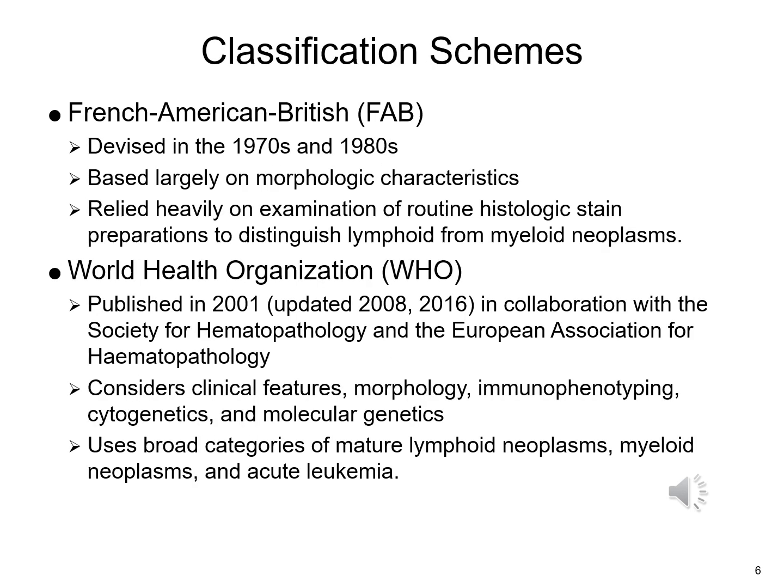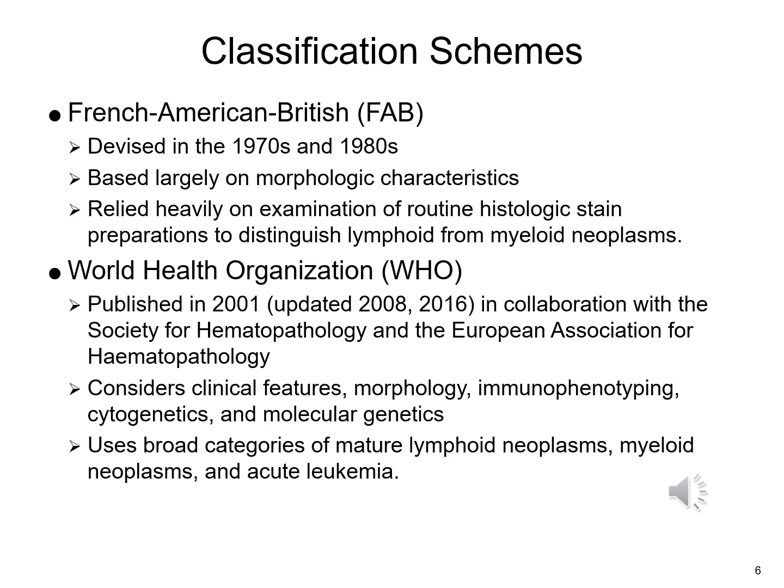Now, over the years, there have been attempts to make a universal language, so to speak, to be able to classify these different cancers. So the French American British classification was devised in the 1970s and 1980s, and it was based off of the morphological characteristics. So it relied heavily on the ability to examine routine histological stains and preparations to be able to distinguish the lymphoid and the myeloid neoplasms.